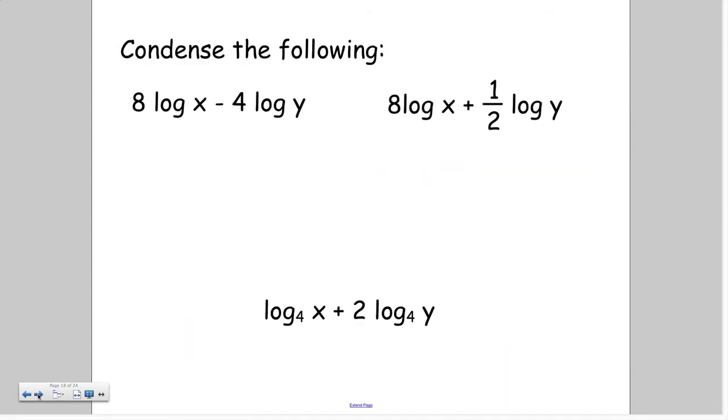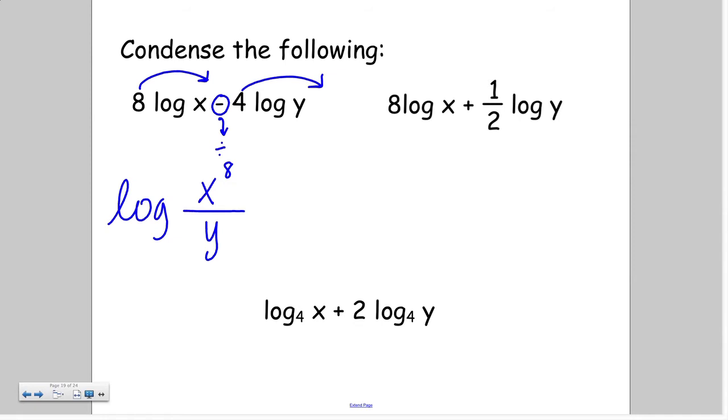Alright, so now to condense it, we want to make it smaller. So first thing I see is that the 8 is going to go to the back, the 4 is going to go to the back as an exponent, and the subtraction means you're going to have division. So we're going to write it as 1 log. We've got x to the 8th. There's our subtraction or division. And y to the 4th.